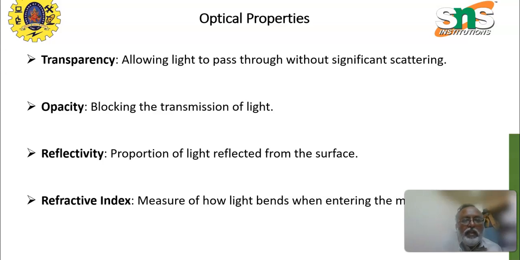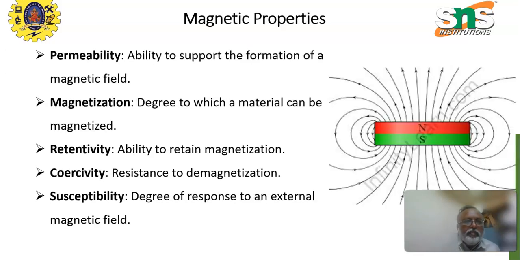Opacity means blocking the transmission of light. Some materials are blocking the transmission of light. Reflectivity is the proportion of light reflected from the surface. Refractive index is the measure of how the light bends when entering the material.